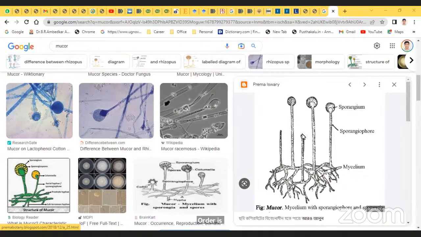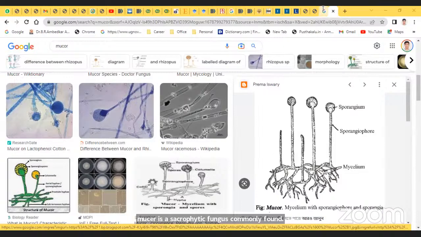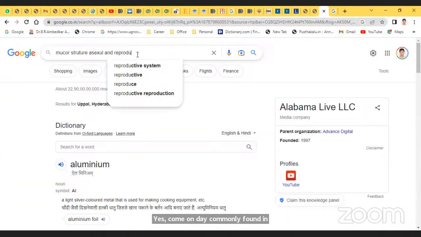So coming to structure, Mucor is a saprophytic fungus commonly found in the soil, dung, and organic materials, organic matter, humus. The mycelium forms below; the entire part is the mycelium.